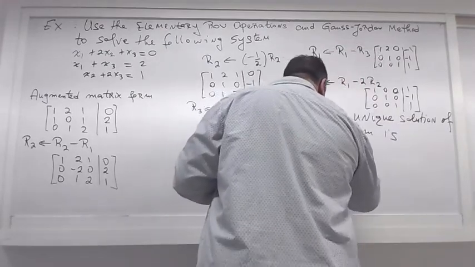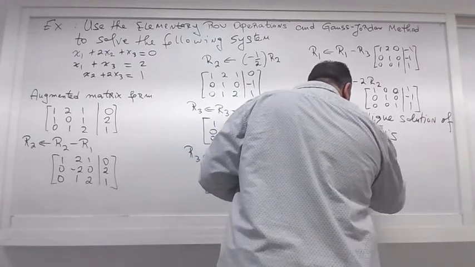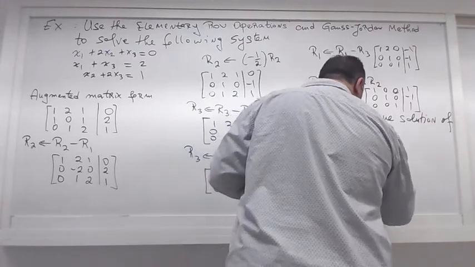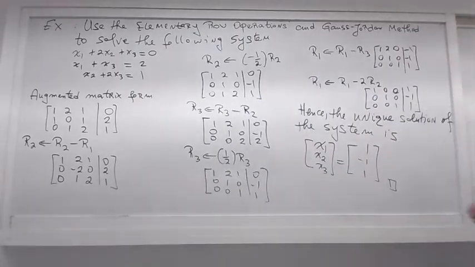So its solution is all about variables x1, x2, x3. So here, x1 is 1, x2 is minus 1, x3 is 1. Yes, sir, unique solution. Fantastic work. All happy.